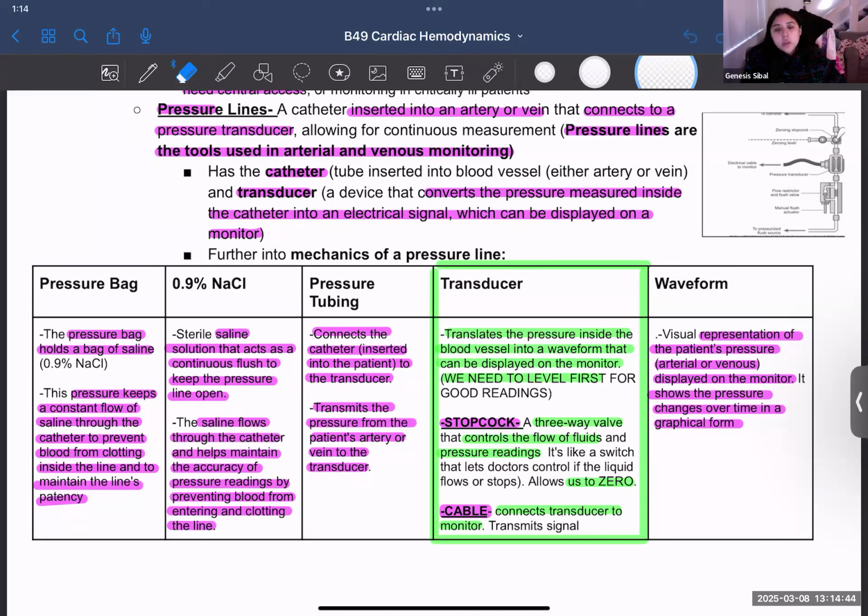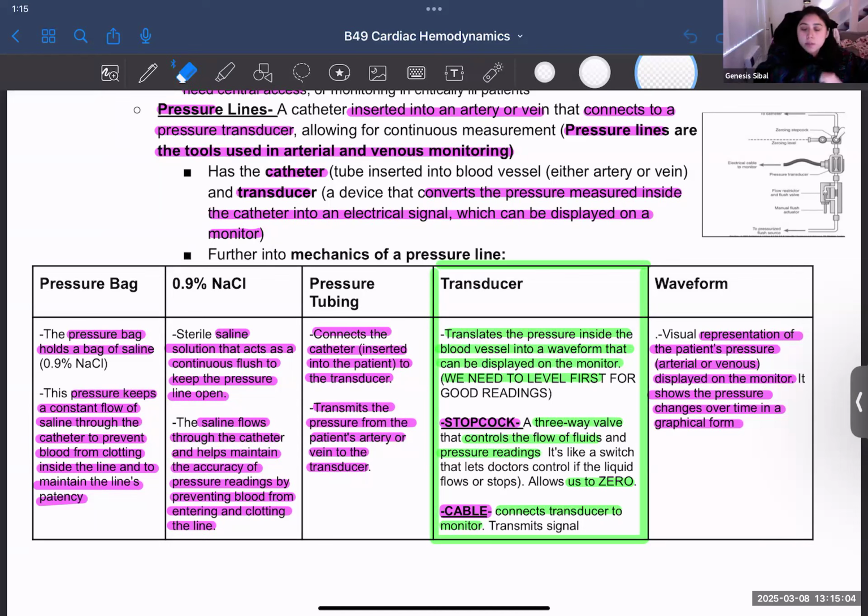So pressure tubing, same thing as before, right? Same tubing connects the catheter inserted into the patient. It goes to the transducer, which we'll talk about because that's new. But basically, it connects to it, right? And it transmits the pressure from the patient's artery or vein to the transducer. So it basically acts as like a little vessel between that, right?